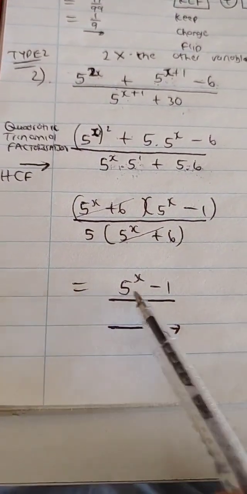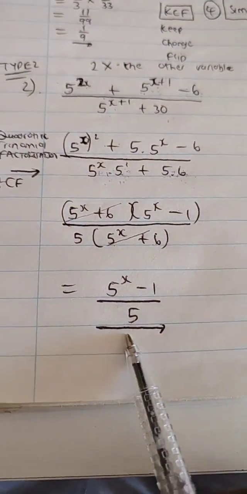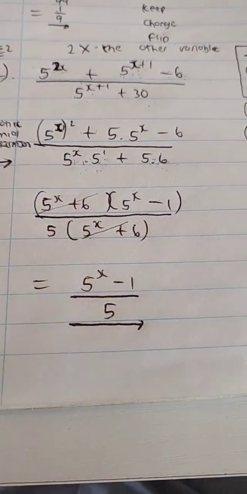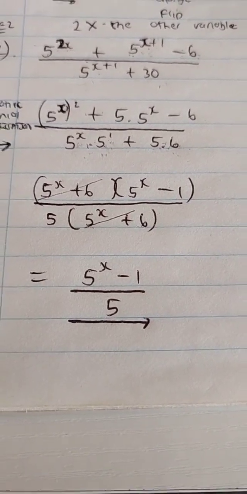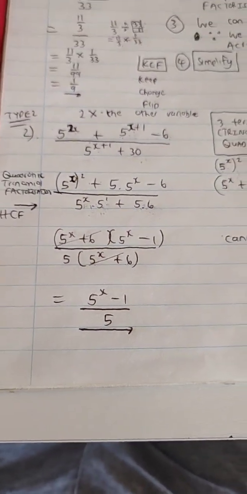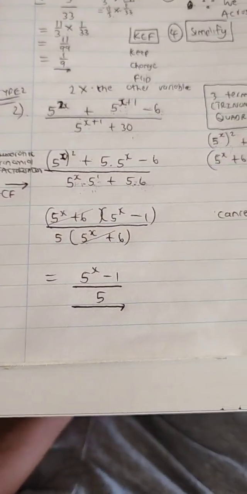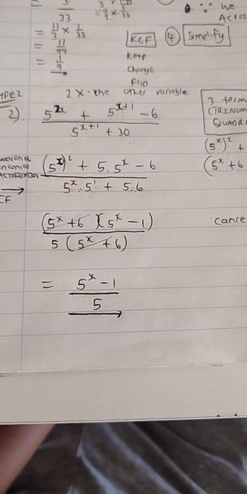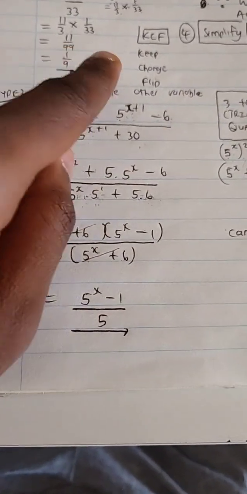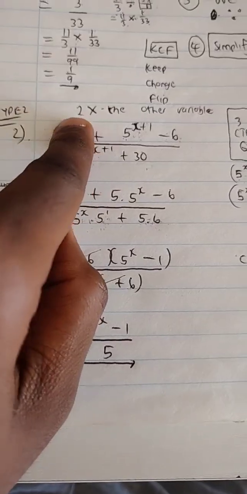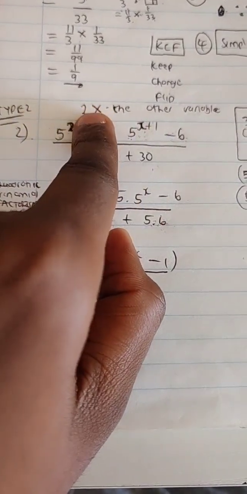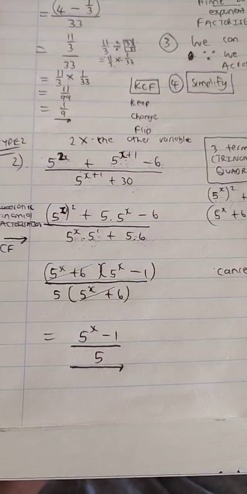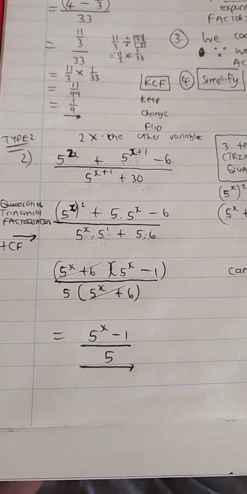Can you cancel this 5 and this 5? No. We do not cancel across a subtraction sign. So you can't cancel this and that across. No, you can't, guys. You leave this answer as you see it in this situation. Okay, a very important example, one that requires quadratic trinomial factorization in the numerator, because we can see that for the base 5, the variable has a coefficient that is 2 times the other one. That means quadratic. So we factorize using quadratic trinomial factorization.